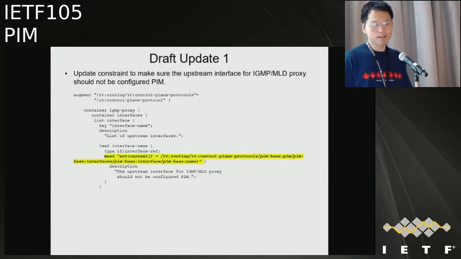Draft update 1. We updated the constraint to make sure the upstream interface for IGMP MLD proxy should not be configured with PIM. In the old version, we already had this constraint, but it had some limitation. In the current version, we have solved this limitation with the not function in the XPath.